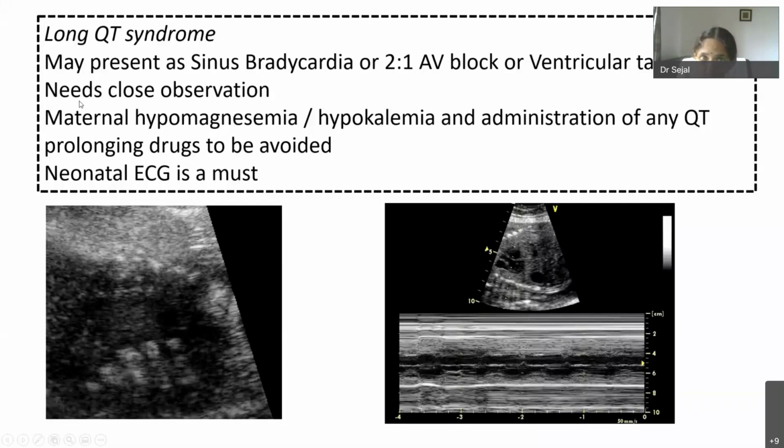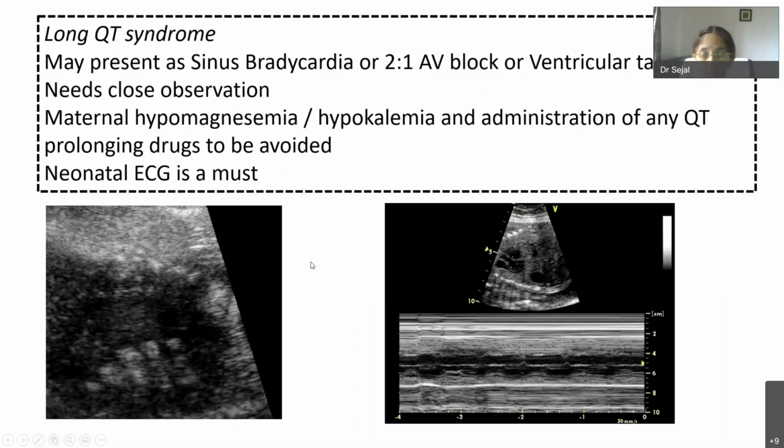What you can do is just close observation after a family history is ruled out. Maternal levels of potassium and magnesium would be important. Give the list of prolonged QTc drugs to be avoided to the mother and explain to them that further evaluation will have to wait till the baby gets delivered. A neonatal ECG and sometimes a Holter could help us out at that point in time.